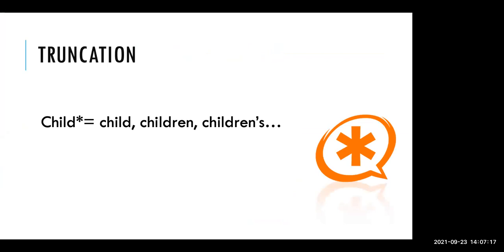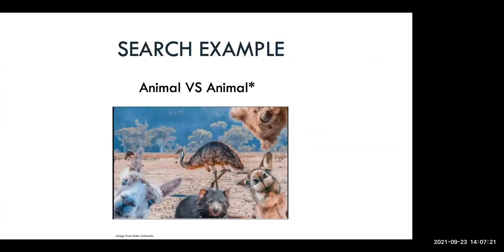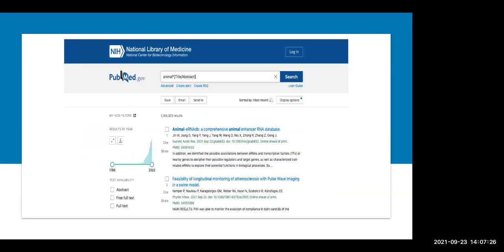Searching for child will not automatically give you everything, child, children. Searching for animal won't give you animals. So truncation will allow you to search for all forms.